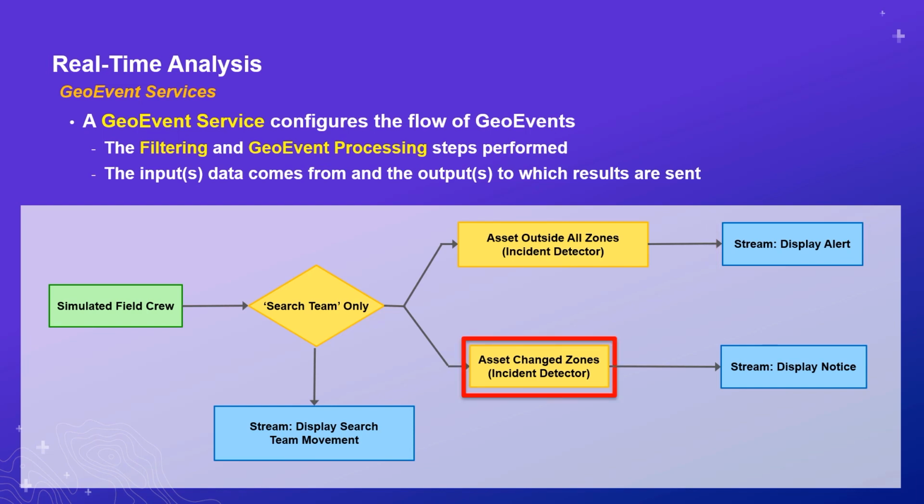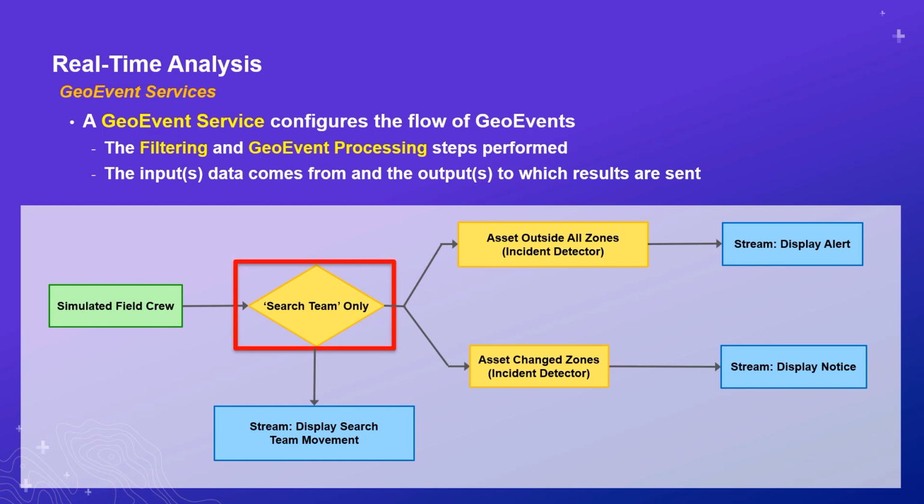The real-time analysis you perform depends on processors and filters you incorporate into a GeoEvent service. Highlighted here is an incident detector, one type of processor you might configure depending on what you need a GeoEvent service to do. Filters can also be included in a real-time workflow. The job of a filter is to evaluate a condition and discard any event records which do not satisfy the filter's condition.